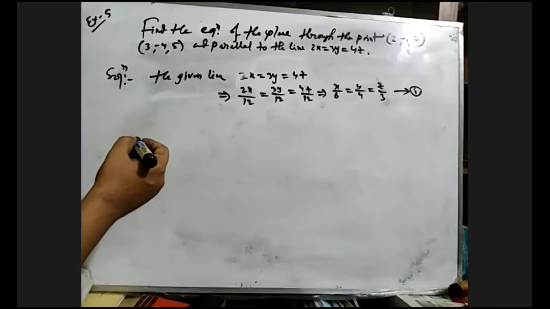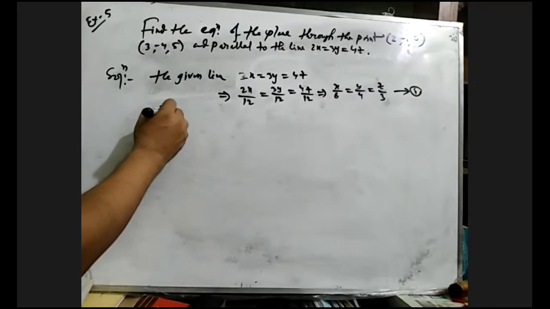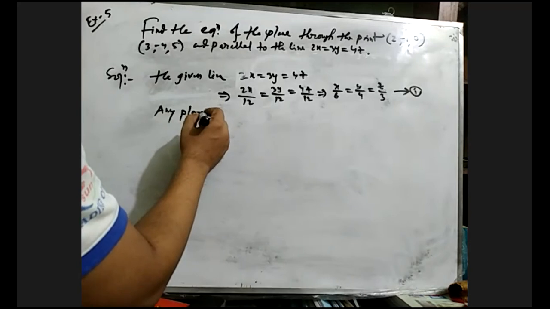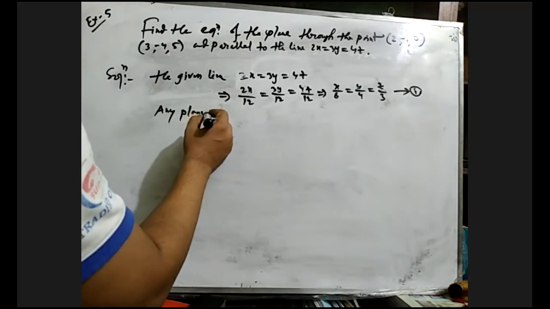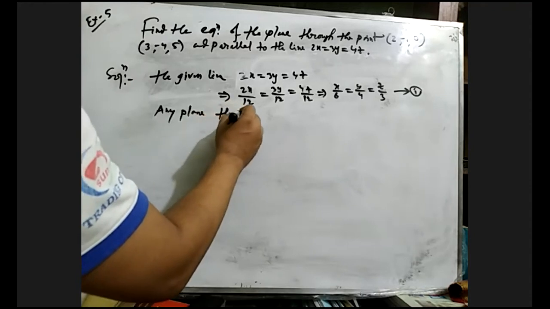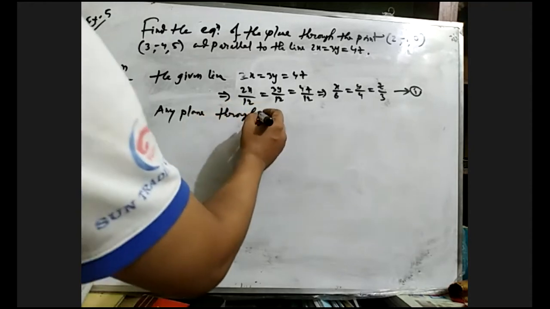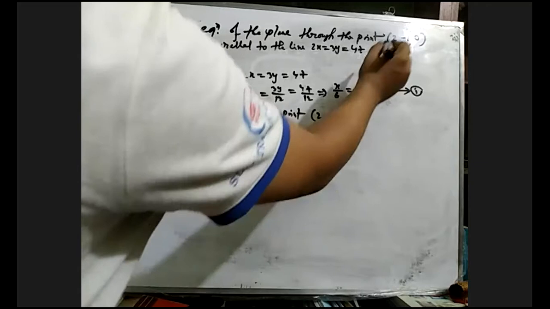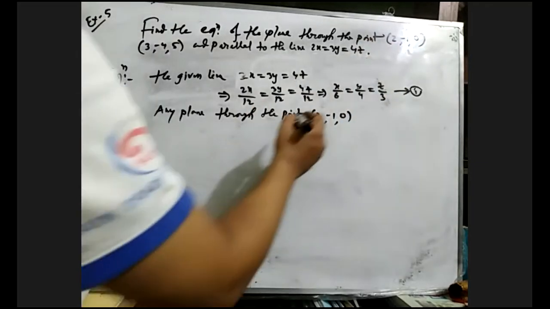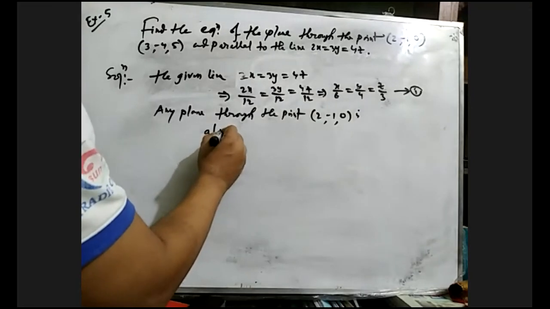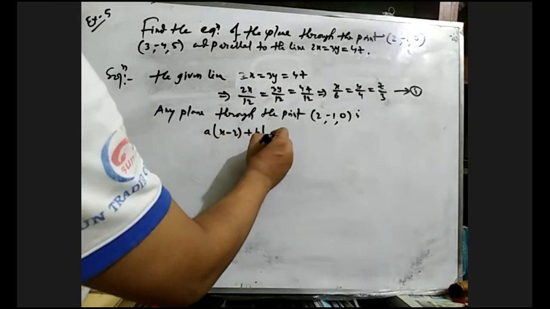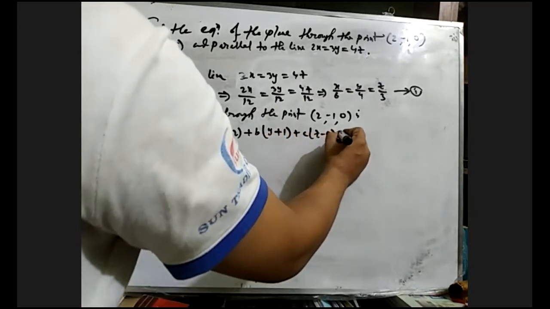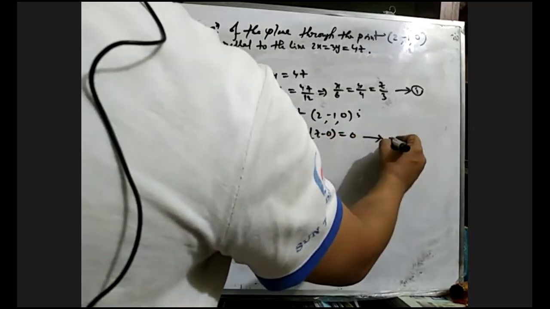Any plane through the point, from the previous chapter we must know the equation of a plane through a point. Any plane through the point (2, -1, 0), this is the given point, will be a(x - 2) + b(y + 1) + c(z - 0) = 0. This is equation number 2.